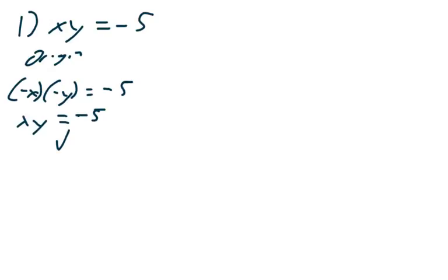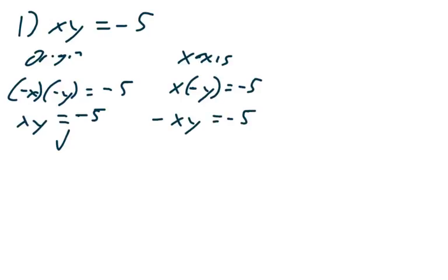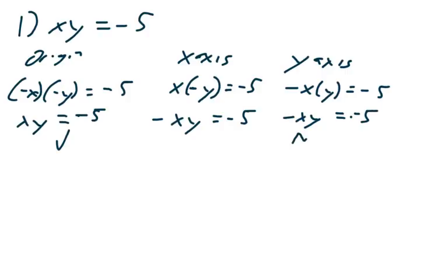So that's a check. For the x-axis, we do x times negative y equals 5, which is negative xy equals negative 5, which is not the same as the beginning. So that one's not included. For the y-axis, we got negative x times y equals negative 5. Well, once again, that's just negative xy equals negative 5, which is a no.